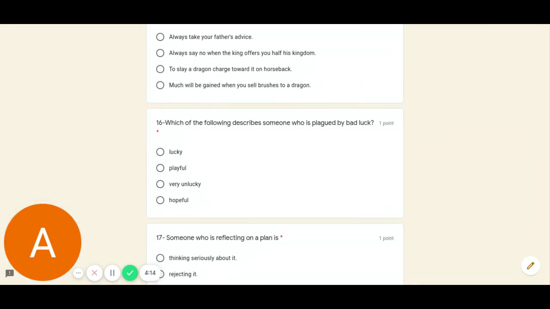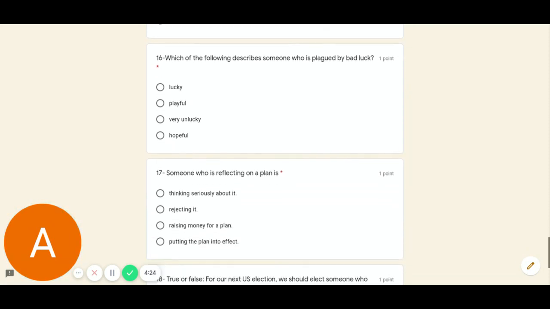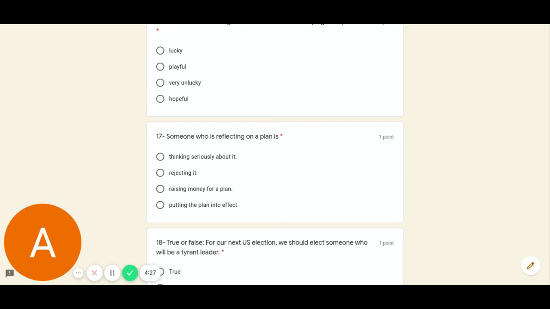Number 16. Which of the following describes someone who is plagued by bad luck? Lucky, playful, very unlucky, hopeful. Number 17. Someone who is reflecting on a plan is thinking seriously about it, rejecting it, raising money for a plan, putting the plan into effect.